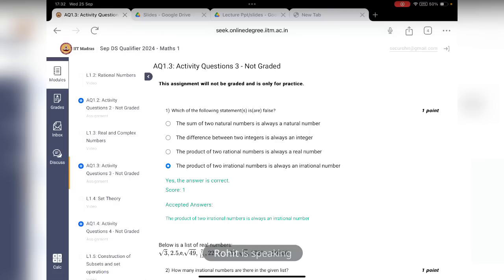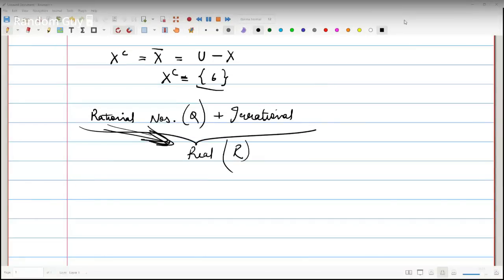Now, this actually contradicts what we just went through, sir. Is this true that the product of two rational numbers is always a real number? Actually, the product of any two natural numbers is also a real number, right? See, it is a matter of sets, right? Let me explain this. I'll share my screen for a minute, okay? This will be clear once and for all. You can see the screen, right?